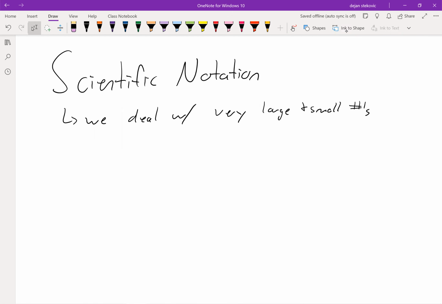And the thing is, it's really annoying to write out big numbers, and it's very easy to make copying errors, right? So we're going to say it's annoying to write out large and small numbers, and it's easy to make transcription errors.